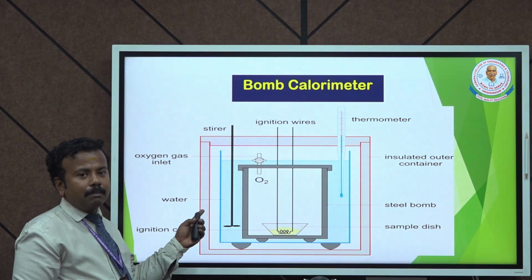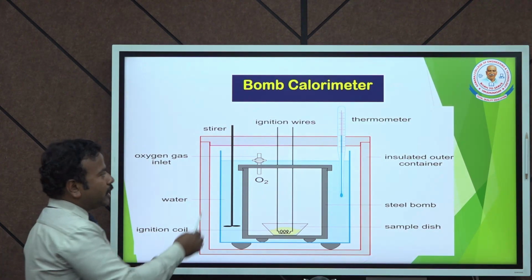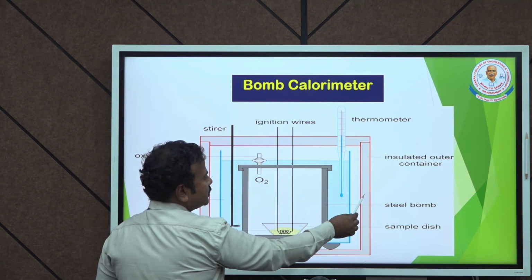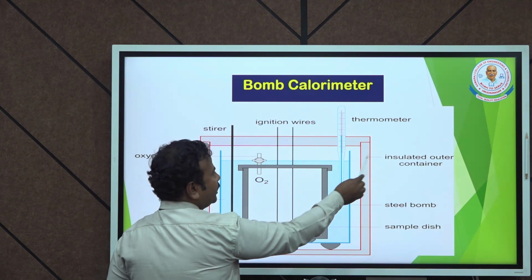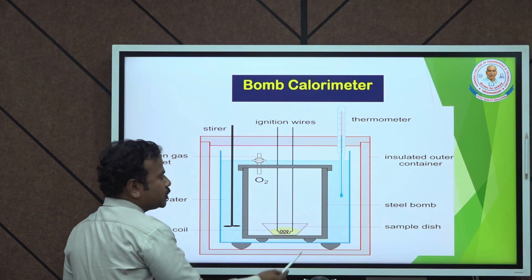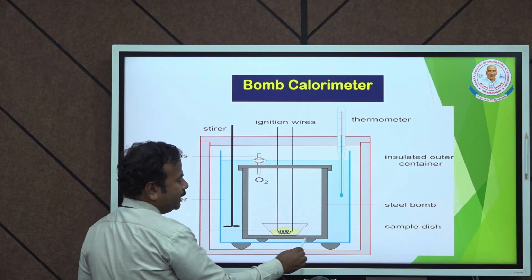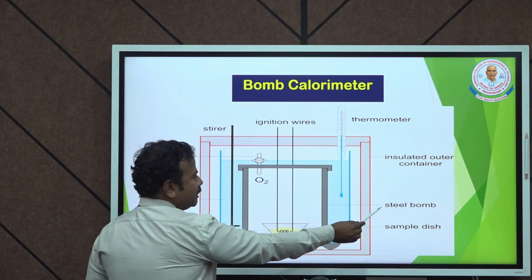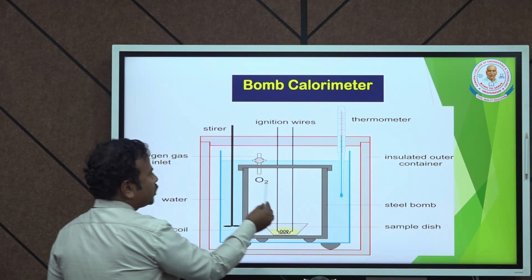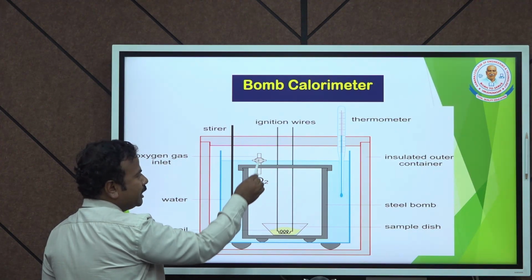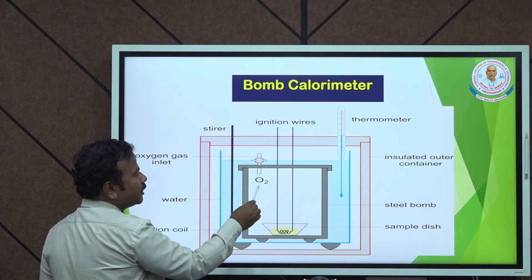So this is the bomb calorimeter. Let us see the construction of the bomb calorimeter. This is the insulated outer container, made of a wooden box. Inside there is a steel bomb. Here is the oxygen inlet for the combustion process.